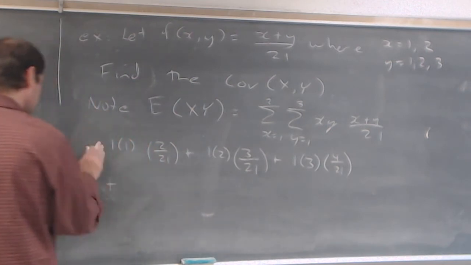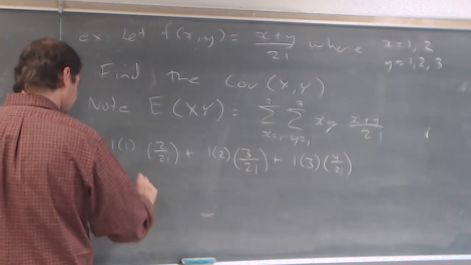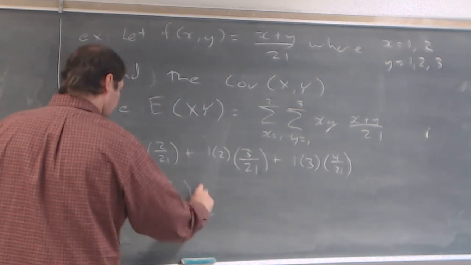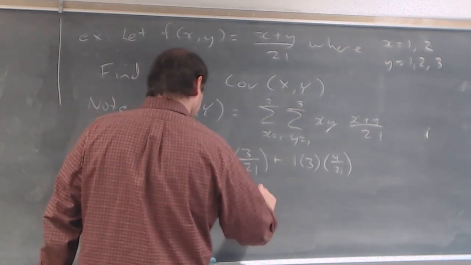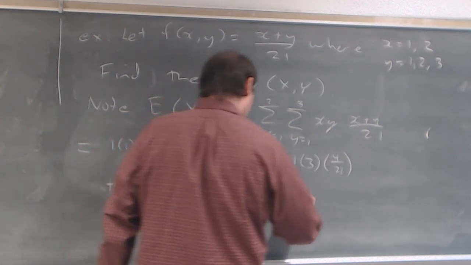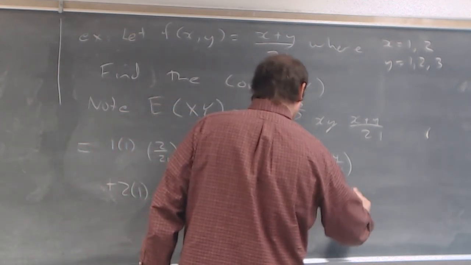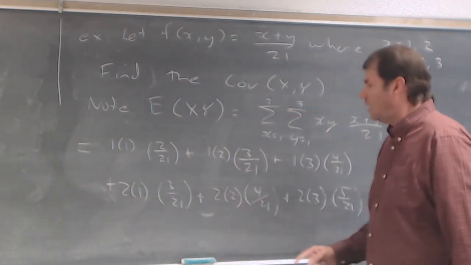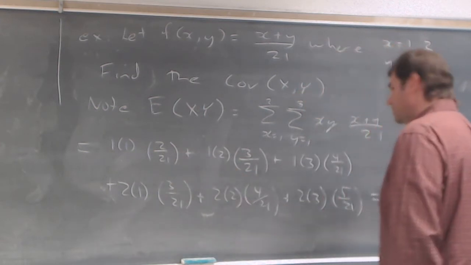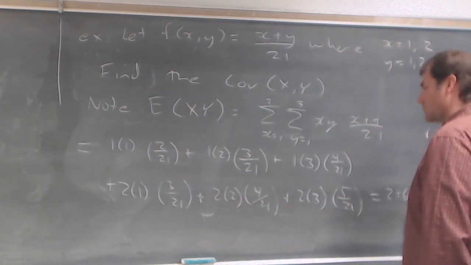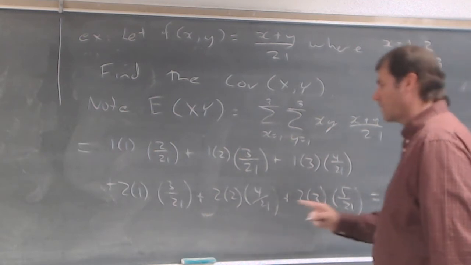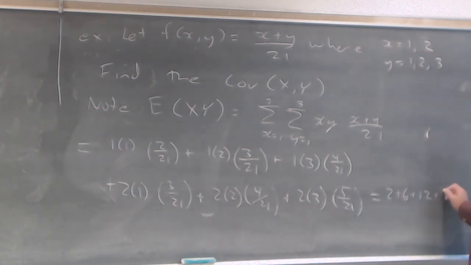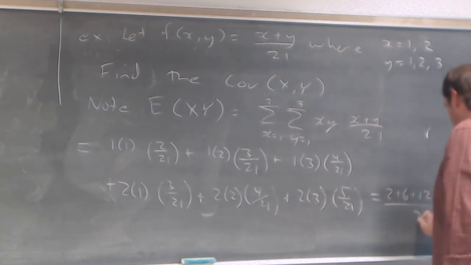Plus, here x is 2, so 2 times 1 times 3 over 21, plus 2 times 2 times 4 over 21, and finally we have 2 times 3 times 5 over 21. And so when I look at this, the top is 2 plus 6, plus 12, plus 6, plus 16, and then finally plus 30 over 21.